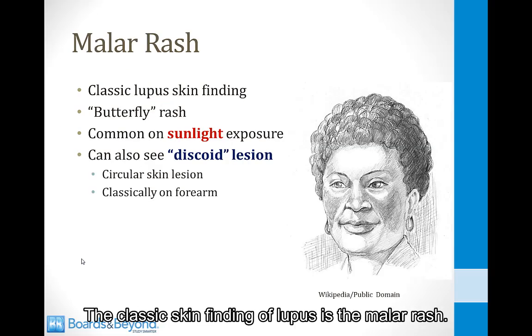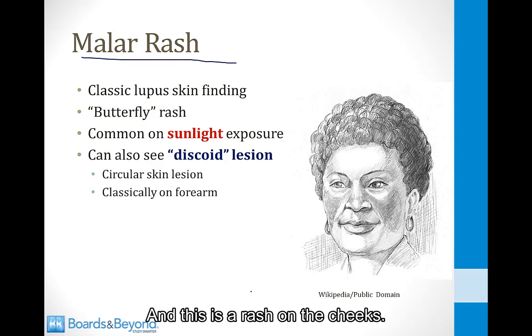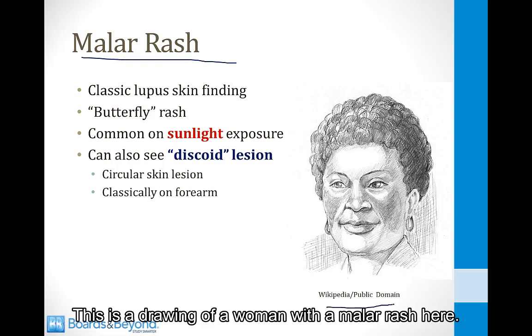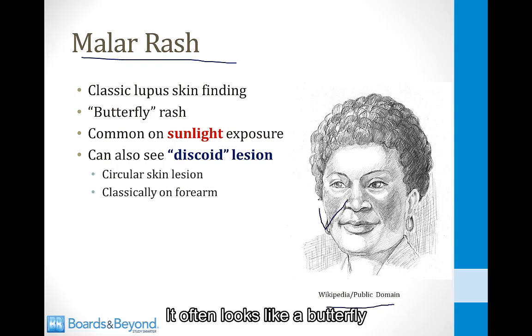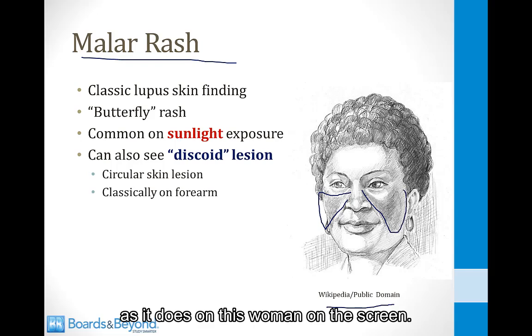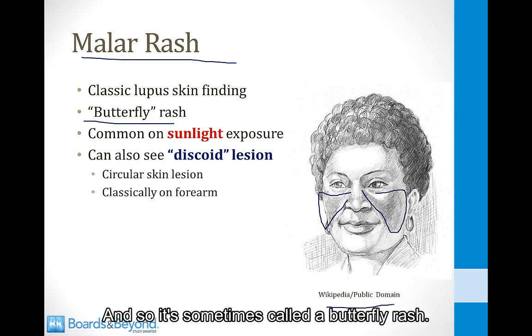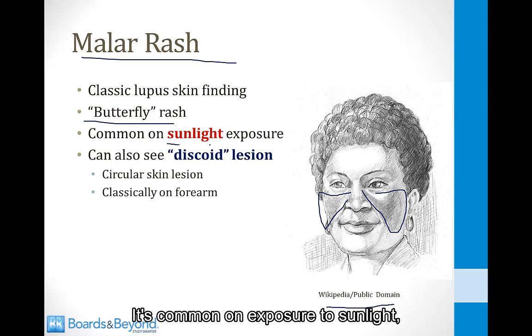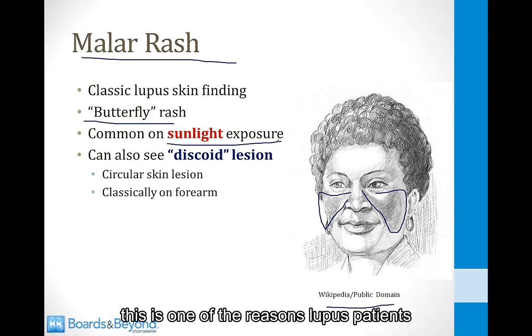The classic skin finding of lupus is the malar rash. The word malar means cheek, and this is a rash on the cheeks. This is a drawing of a woman with the malar rash here. It often looks like a butterfly, as it does in this woman on the screen, and so it's sometimes called a butterfly rash. It's common on exposure to sunlight, and as we'll talk about later, this is one of the reasons lupus patients often avoid the sun.